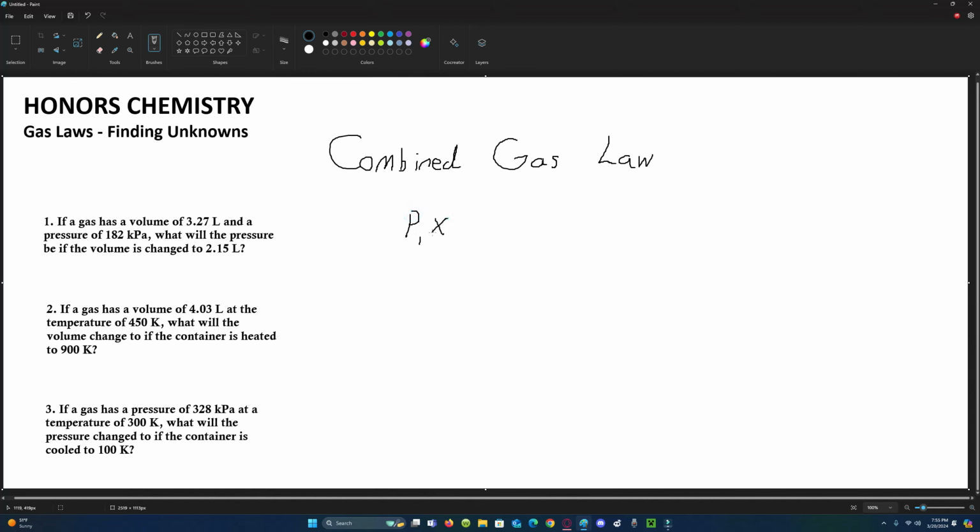P1 times V1 over T1 is equal to P2 times V2 over T2. This is the combined gas law.